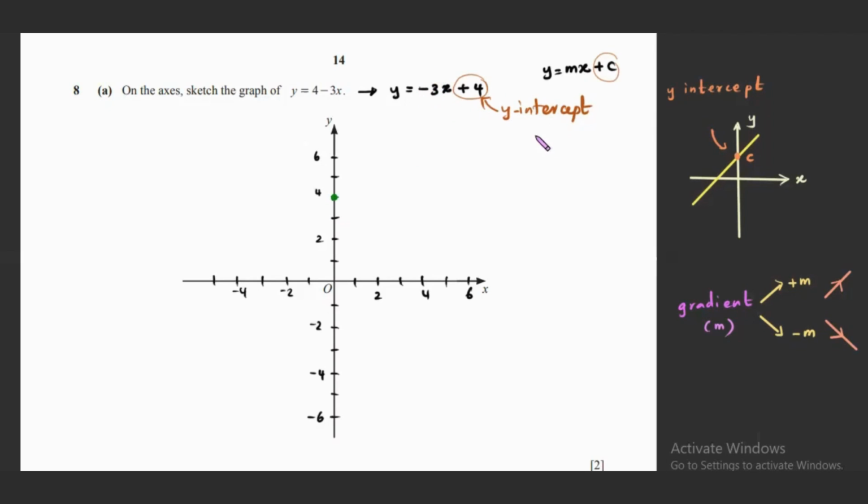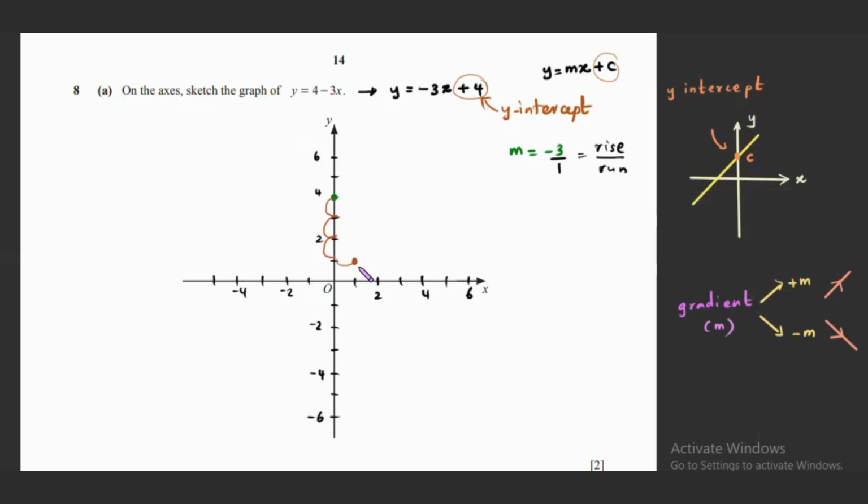Now I know that the gradient is -3. The denominator of this gradient is an invisible one. The formula to calculate the gradient is rise over run, which means it has a rise of -3 and a run of 1. From the y-intercept, as the rise is negative, it has to go 3 units down, and the run is 1, so I need to go 1 unit across. So I'm going to mark this coordinate here.